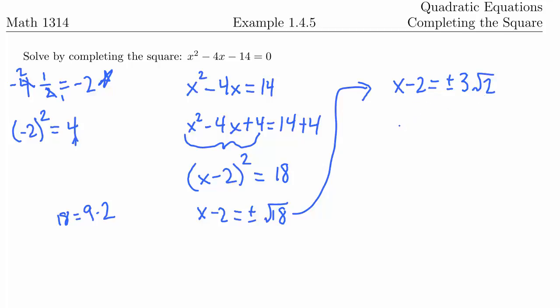Then I can add 2 to both sides. So x equals 2 plus or minus 3 square root of 2. And I'm done.